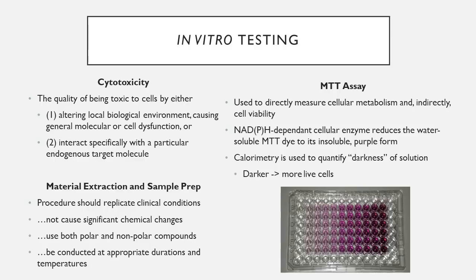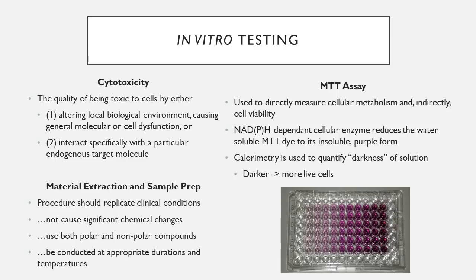Now, a very common cytotoxicity test is called the MTT assay. It's used to directly measure cellular metabolism and, by that, indirectly, cell viability. The way it works is that it makes use of an endogenous cellular enzyme that reduces a water-soluble MTT dye into an insoluble purple form. Because this enzyme has to make use of the cell's NADPH cycle in order to work, only wells with viable cells in the presence of these leachable extracts are going to produce this purple color. That way we can measure how purple these solutions are in order to determine how many cells you have alive or how many cells you have dead.